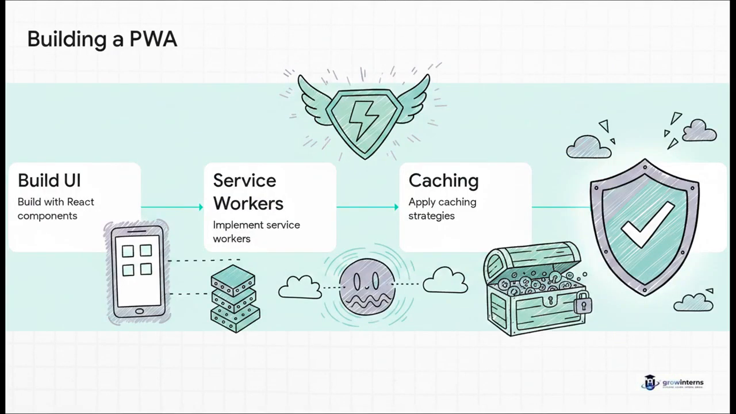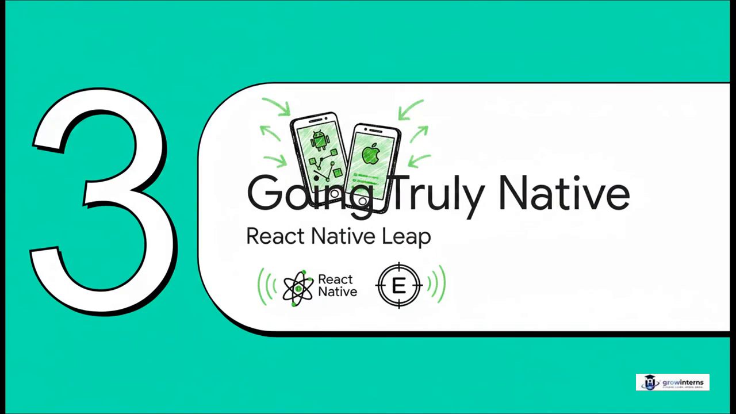Building a PWA is like unlocking a brand new superpower. First, you just build your UI with the React components you're already super comfortable with. Then you implement service workers, which are basically background scripts intercepting network requests. Next, you apply some smart caching strategies. And the result? You've got an app with rock-solid offline performance that works beautifully even if the user drops into a total dead zone.